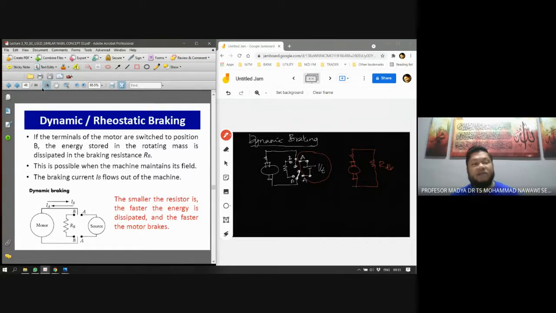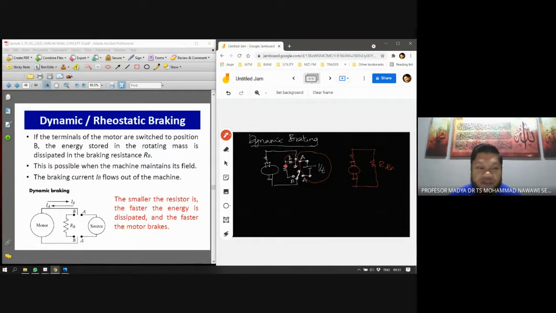When the terminals of the motor are switched to position B, the energy stored in the rotating mass is dissipated in the braking resistance, RB or RDB, dynamic braking. This is possible when the machine maintains field, and the braking current IB flows out of the machine. So now IB is actually the armature current during dynamic braking. I hope you do not get confused.